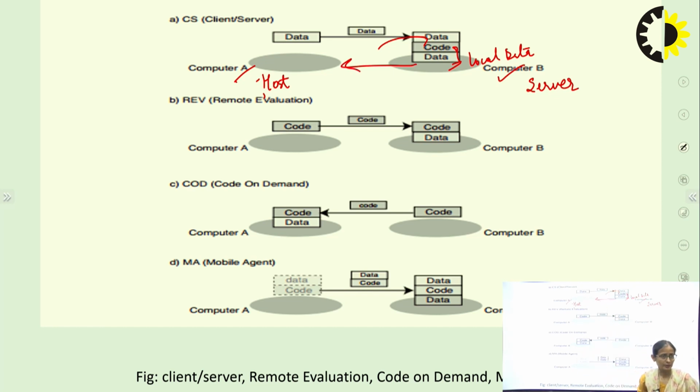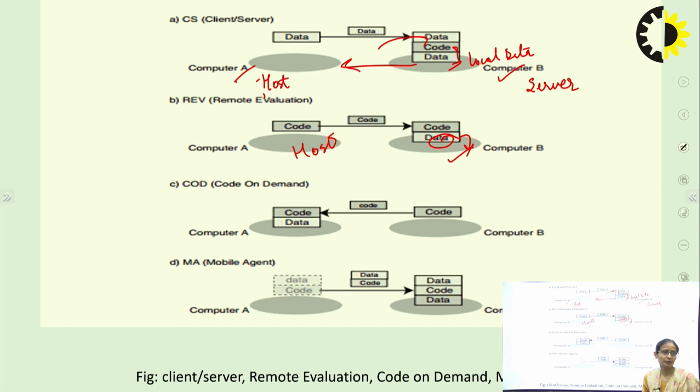Now the next category is remote evaluation. Remote evaluation says that on the host we do not have the data. What we have is the code. We send this set of instructions to another system, and the data is local to that system. There, on computer B, when the code reaches computer B, it will do the computation on that particular local data.